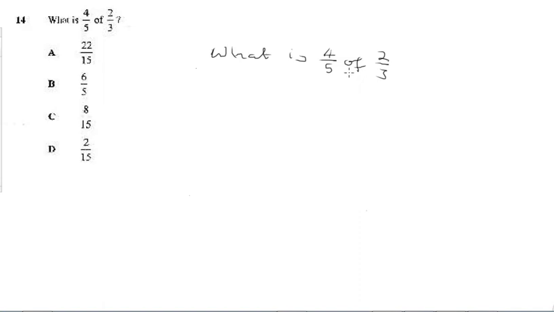Quite easy, eh? It looks complicated, but it's really, really easy. So all you're doing is multiplying 4 over 5 by 2 over 3. And this is straightforward because 4 times 2 gives us 8, and 5 times 3 gives us 15. Do we have an 8 over 15 anywhere?